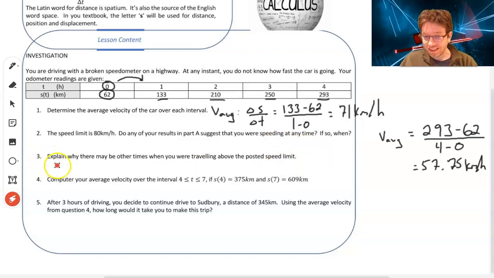But question 3 says, explain why there may be other times that you were speeding. So is it possible you were speeding? Of course it is. Right? Remember, your secant is just your average over a time period. You could have stepped on the gas to pass someone, gone up to 100, and then slowed down to 60. I don't know why you would pass somebody and then slow down to 60. It's kind of mean. But if you did that, your average would certainly show that you were below 80, even though there was an instant where you went above 80.